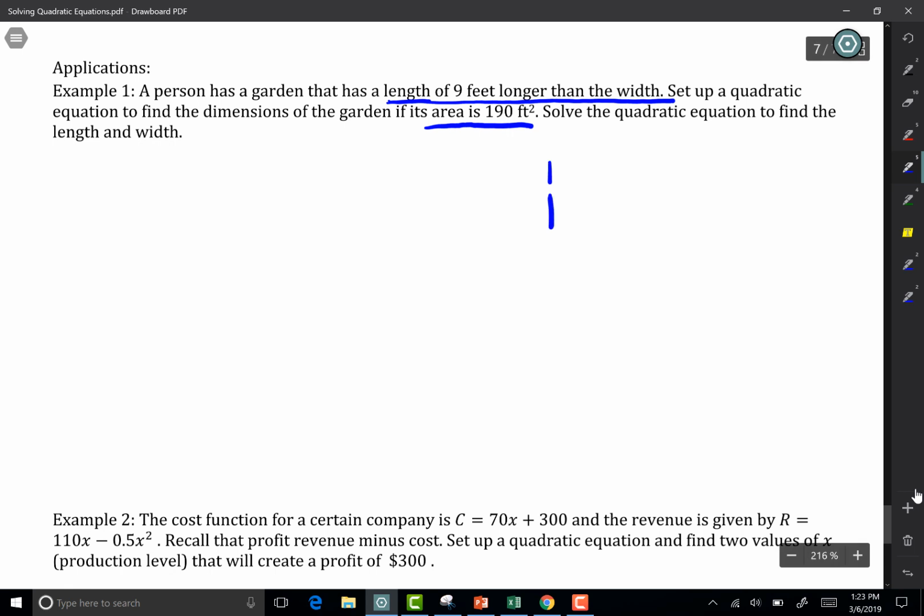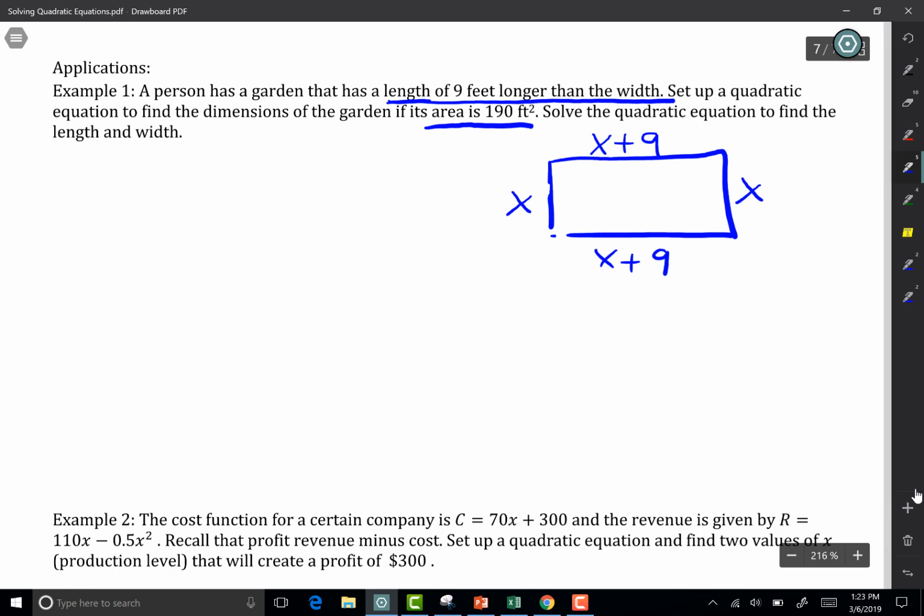So here's a picture that represents our garden. I'm going to call the width x, and I'm going to call the length x plus 9 because the problem tells me that the length is 9 feet longer than the width. So whatever the width is, I'm going to add 9 to get the length. So when I go ahead and set up my quadratic equation and I go to solve for x, that's going to give me my width. So for example, I'm just making up a number here, if my x comes out to be 5 feet, then I know that's my width, and my length would have to be 14 feet because I add 9 to that.